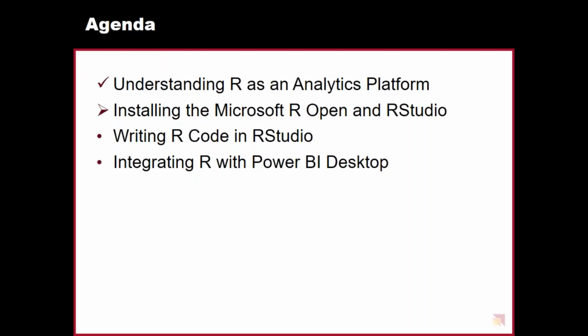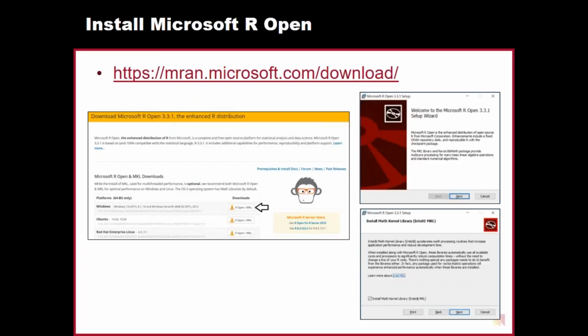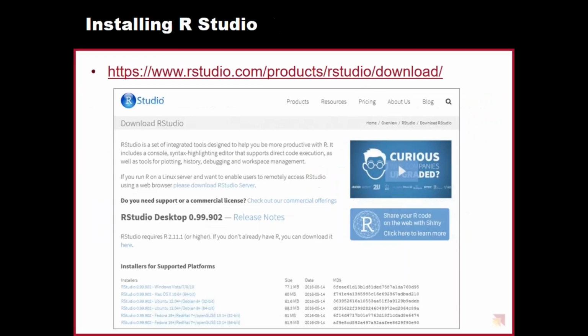Okay, now let's go through installation. The first thing that you want to do is go to this URL, where there is a download, and you will install the Microsoft R Open platform. Earlier this week, it was at version 3.3.1. Another thing they ask you to install as part of the installation is the math kernel library, which can give a nice performance boost when you're crunching really large sets of data.